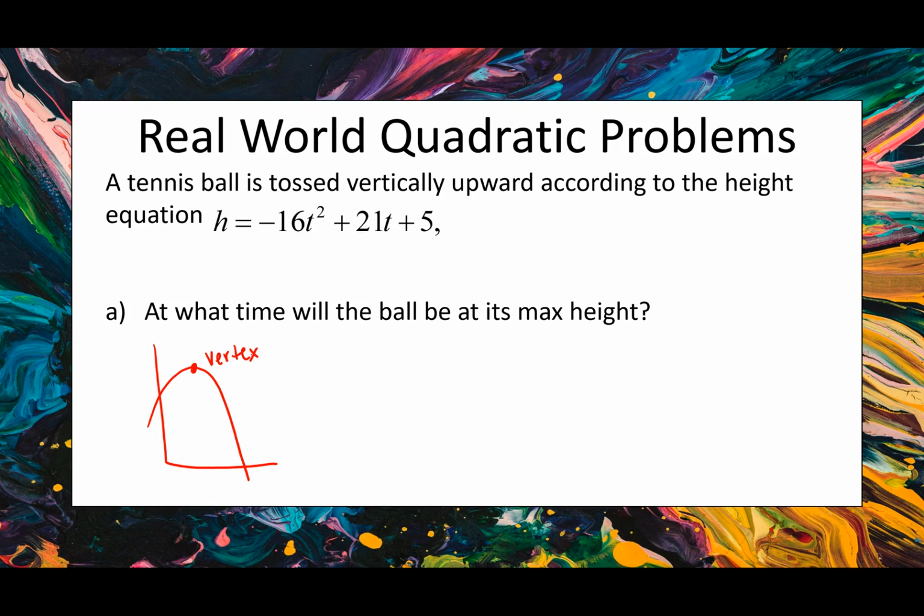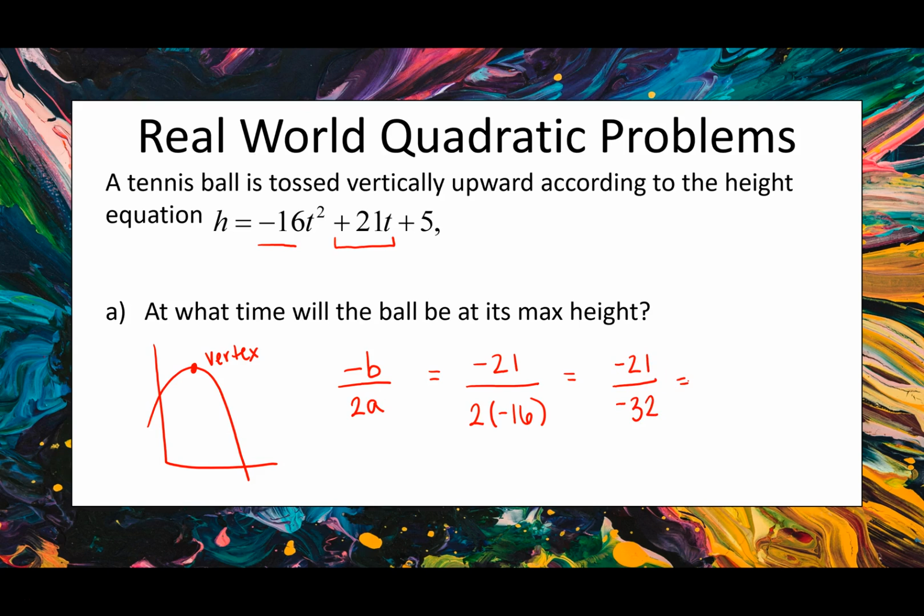How do we find the vertex of a standard form quadratic? Well, that's going to be the opposite of b divided by 2a. Okay, well, what's the opposite of my b? That's going to be a negative 21 divided by 2 times your a. Well, your a is a negative 16. So what is this going to give us? Well, this is going to give us a negative 21 divided by a negative 32.